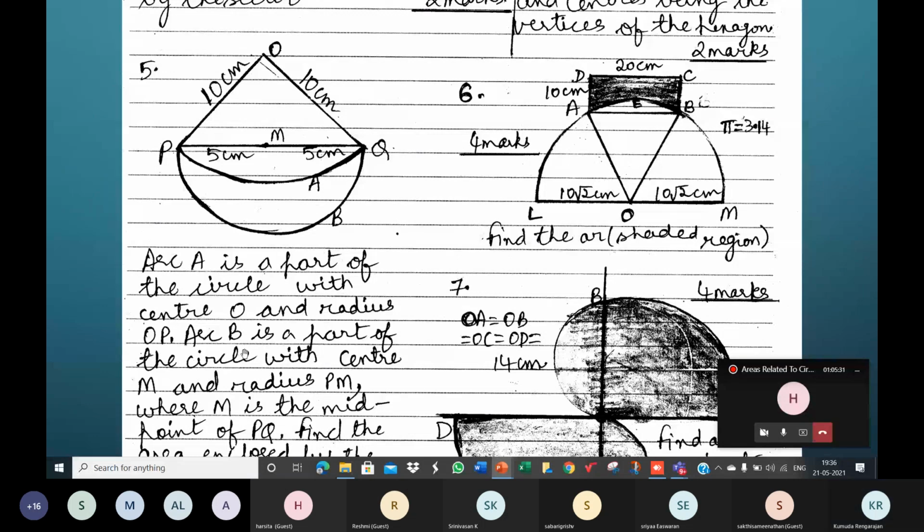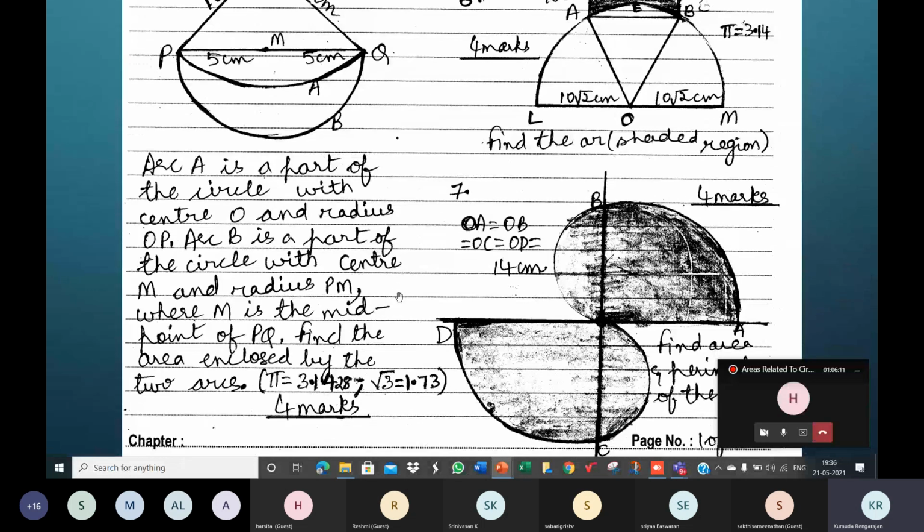All right. Arc B is a part of the circle. An arc is a part of a circle. Now, arc B is a part of the circle with center M. So see here, it's not the same center O. Arc B is a part of the circle with center M and radius PM. This is the center and PM is the radius, that is 5 centimeters. M is the midpoint of PQ. That's also given to us.